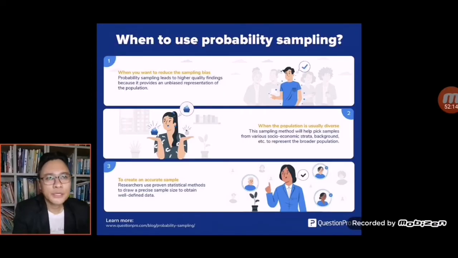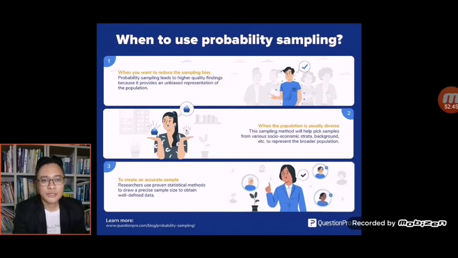Okay, now when to use probability sampling. So you look here, number one, when you want to reduce the sampling bias. Probability sampling leads to higher quality findings because it provides an unbiased representation of the population. Number two, when the population is usually diverse. Alright, the sampling method will help pick samples from various socioeconomic strata, background, etc. to represent the broader population.